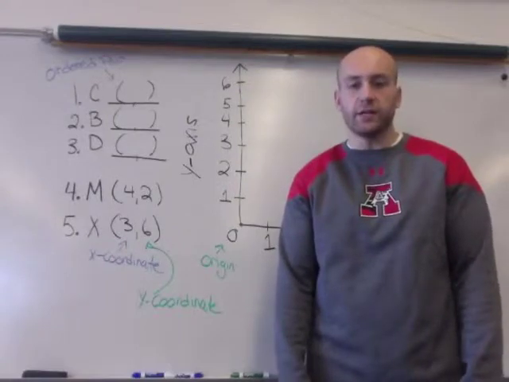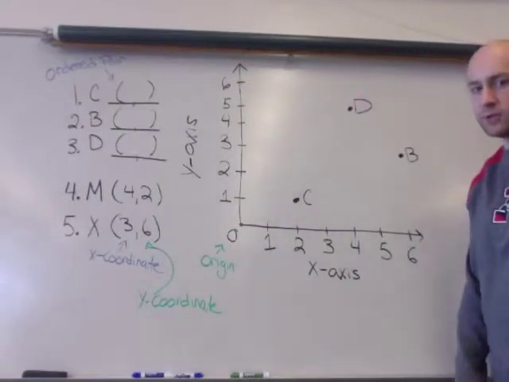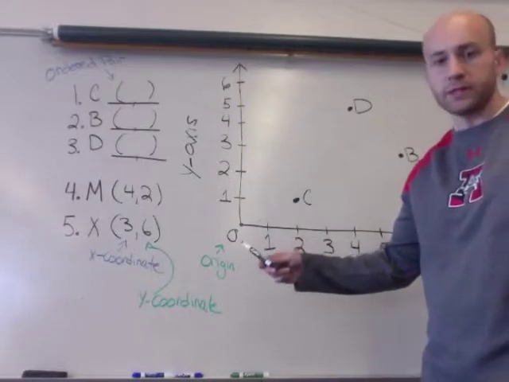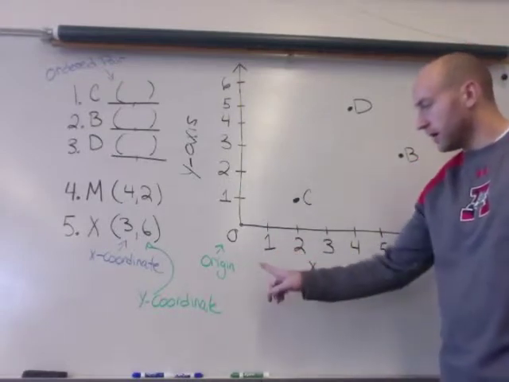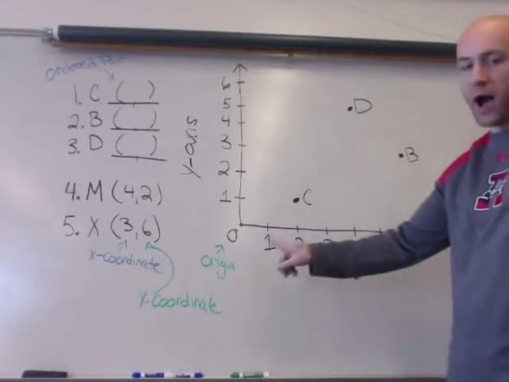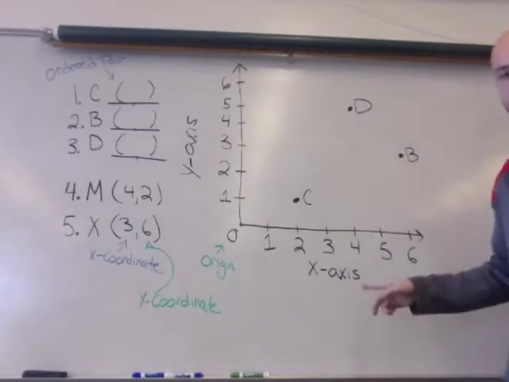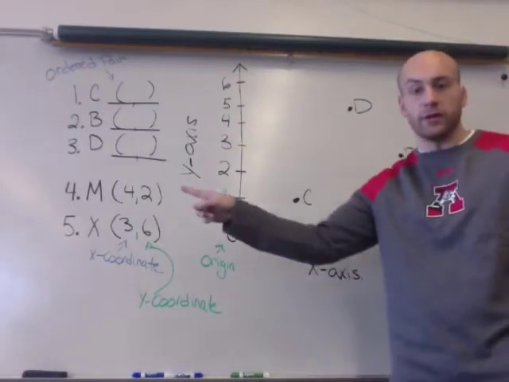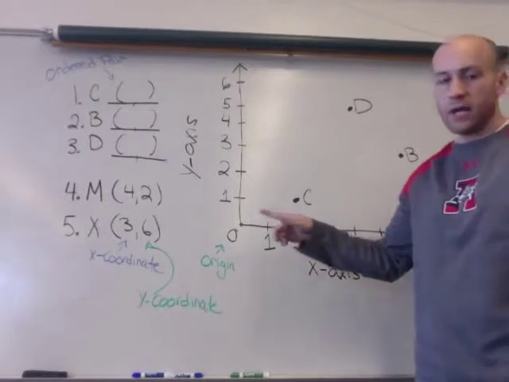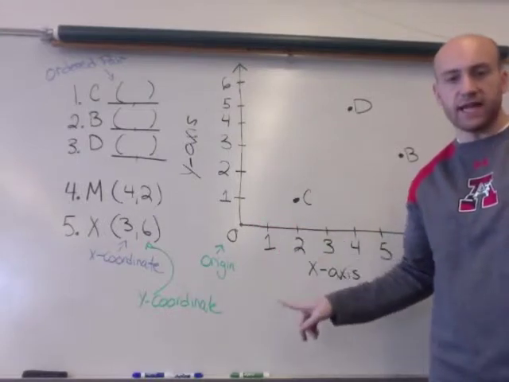Okay, this is for lesson 9.2. One thing we did today is we worked on graphing points. The first thing we talked about was the x-axis and the y-axis. The x-axis is what runs horizontally. The first number in our ordered pairs is the x-axis.